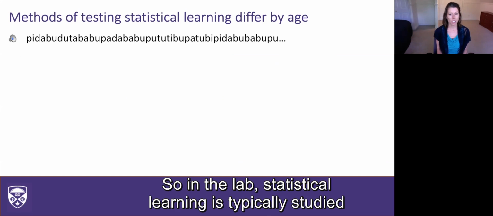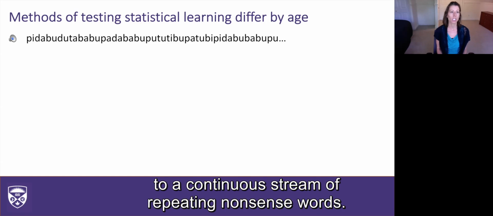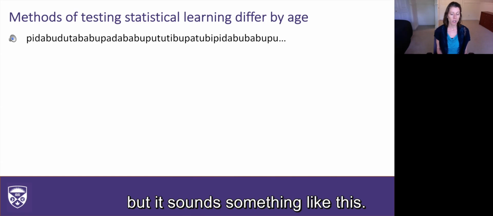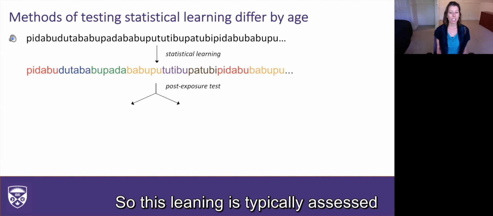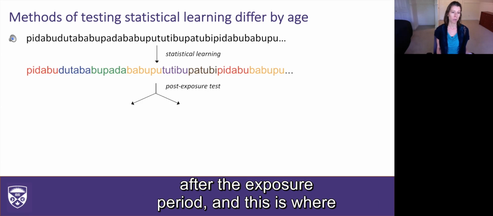So in the lab, statistical learning is typically studied by exposing participants to a continuous stream of repeating nonsense words. You may be familiar with this stream already, but it sounds something like this. This learning is typically assessed using some kind of offline task that's administered after the exposure period.